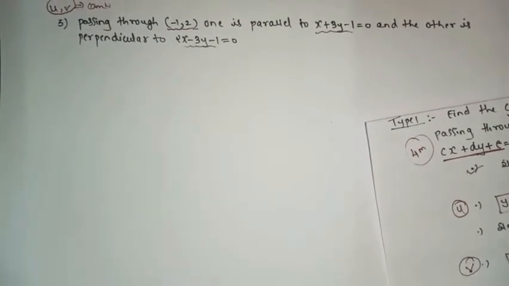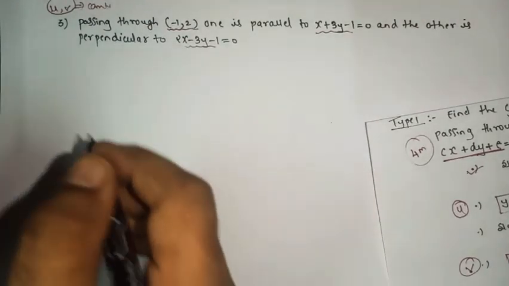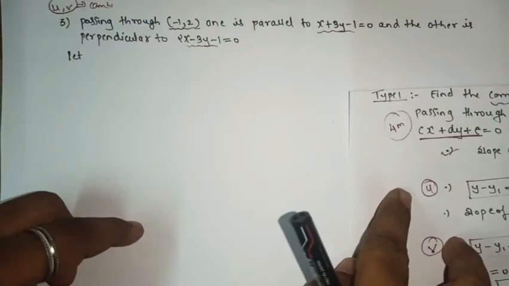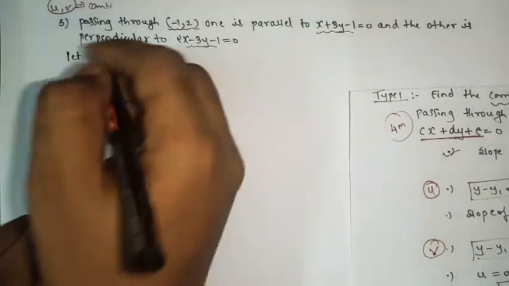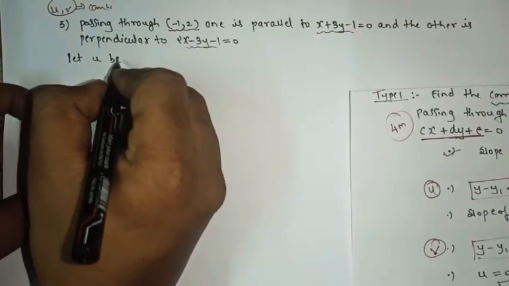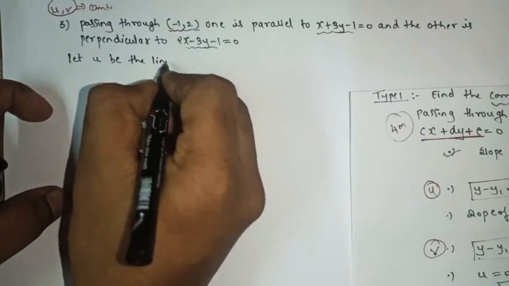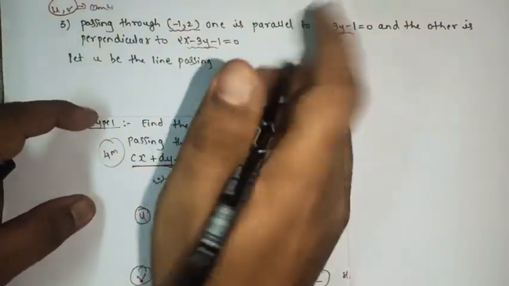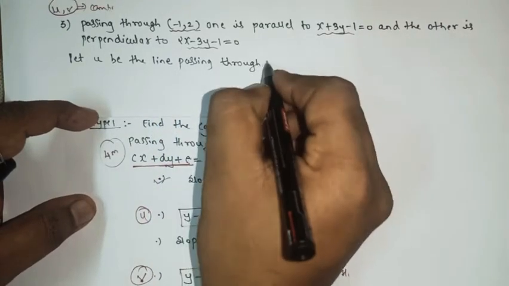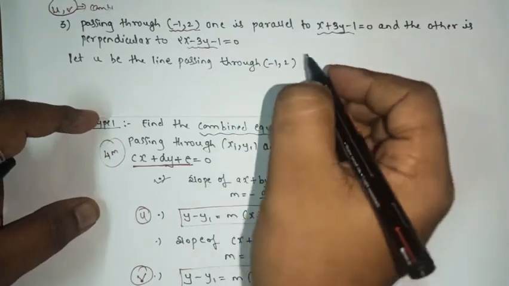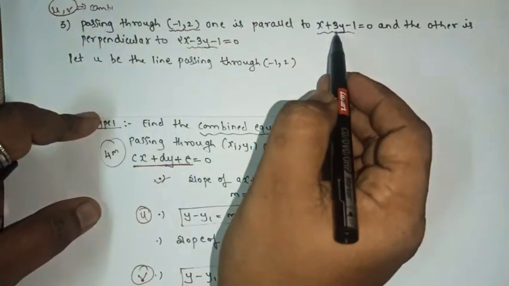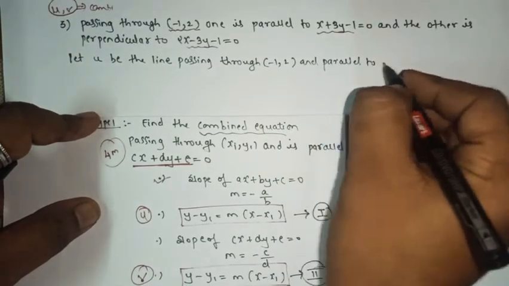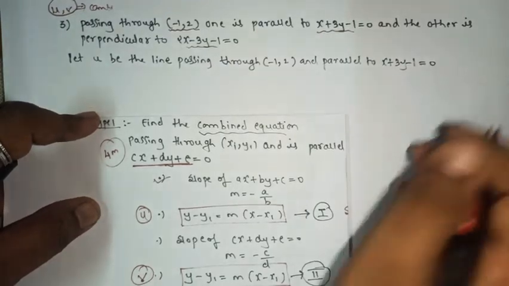Now the first step, you will write: let u be the line passing through (-1, 2), and we know that the first line is parallel to this equation, parallel to x + 3y - 1 = 0.